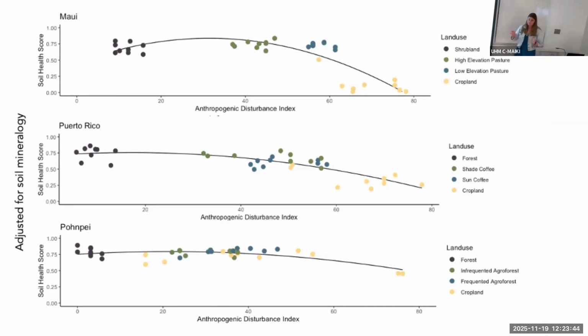So this is soil health score. It is adjusting for mineralogy. Remember, there are 3 different soils, but we have that adjustment in our scoring function, so we're able to compare apples to apples. And you can see that overall, she found a decrease. It wasn't linear. It's a curvilinear decrease as you increase disturbance.